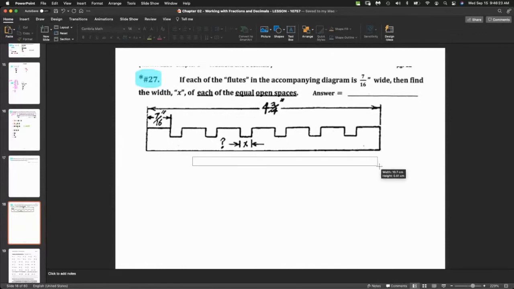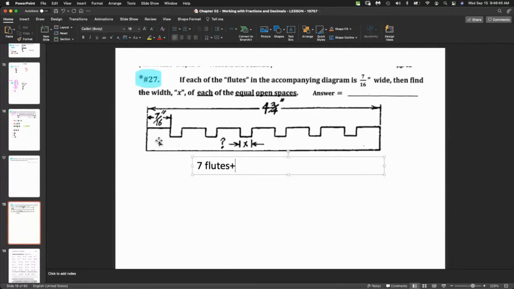So I'm just going to make a word formula and ask, how many flutes are there? Flutes are the top parts. 1, 2, 3, 4, 5, 6, 7 flutes. So it's 7 flutes plus 1, 2, 3, 4, 5, 6 open spaces, so 6 spaces, equals 4 3/4 inches. This is a word equation for what's happening.